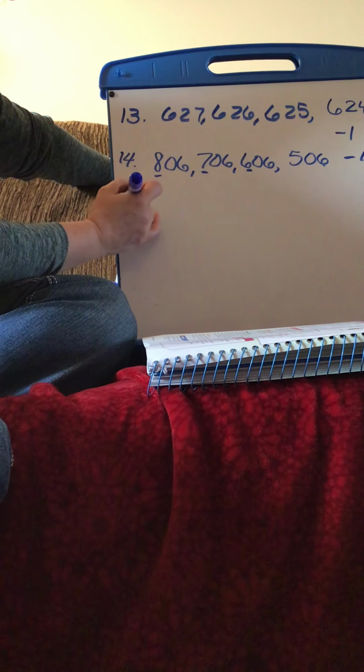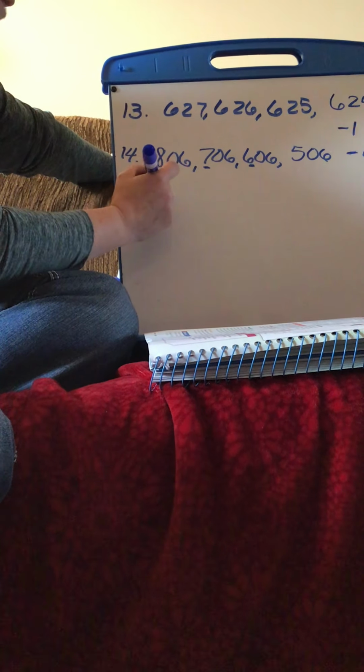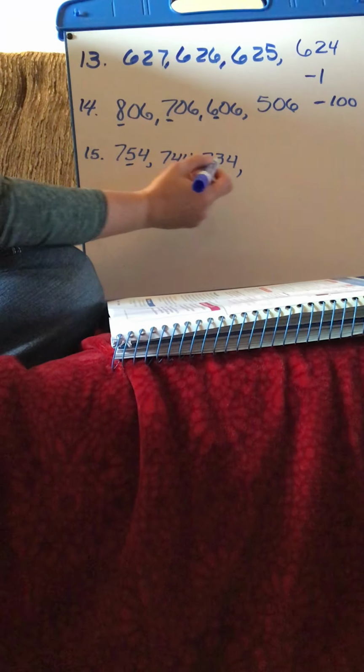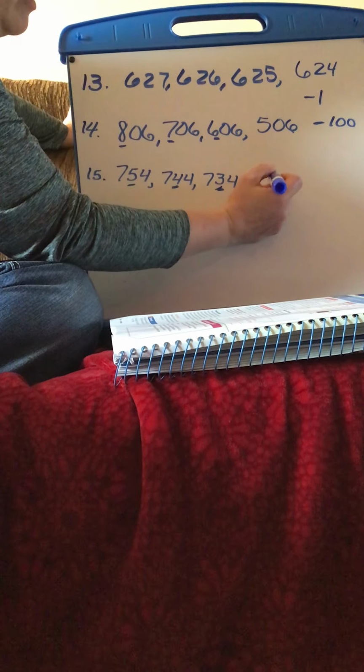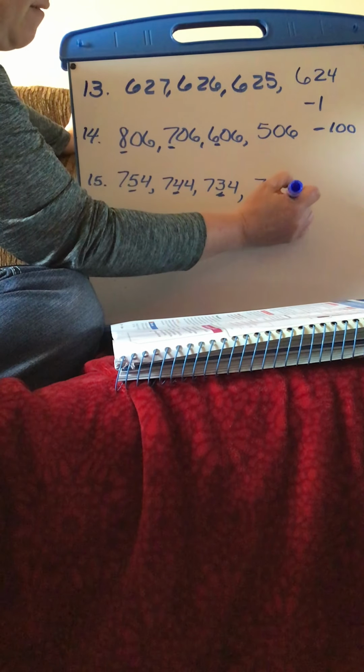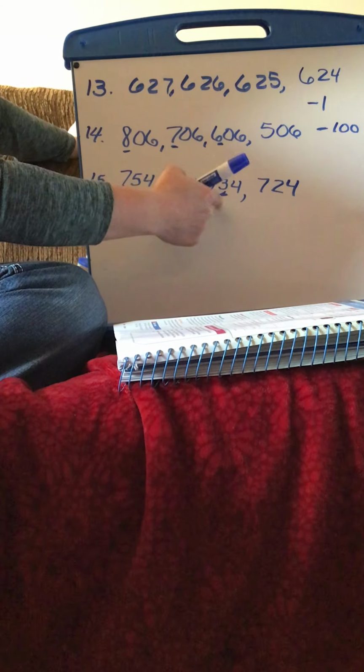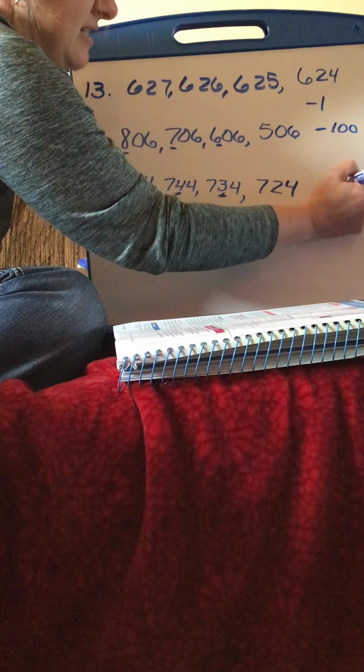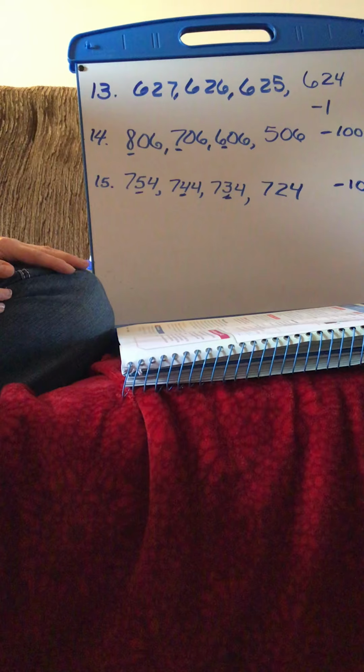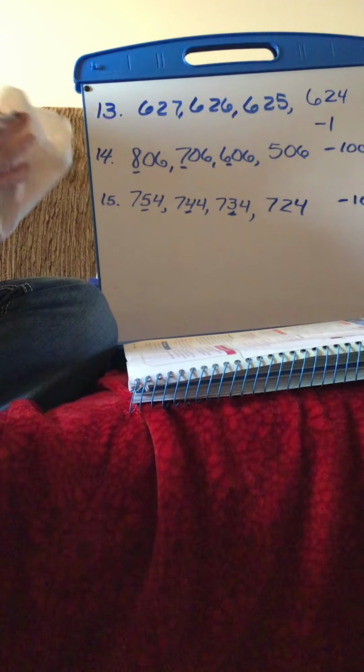Right? Number 15, almost done. We have 754, 744, 734. What would be our next number? Well, let's look. 5, 4, 3. So the 7 would stay the same. Be 2, and then 4. And because we're in the tens place, we're going to be subtracting 10. Okay? So hopefully you've gotten all that.